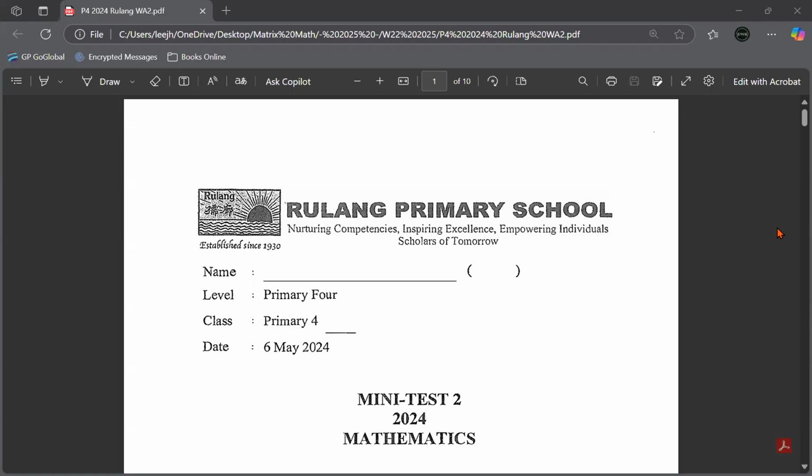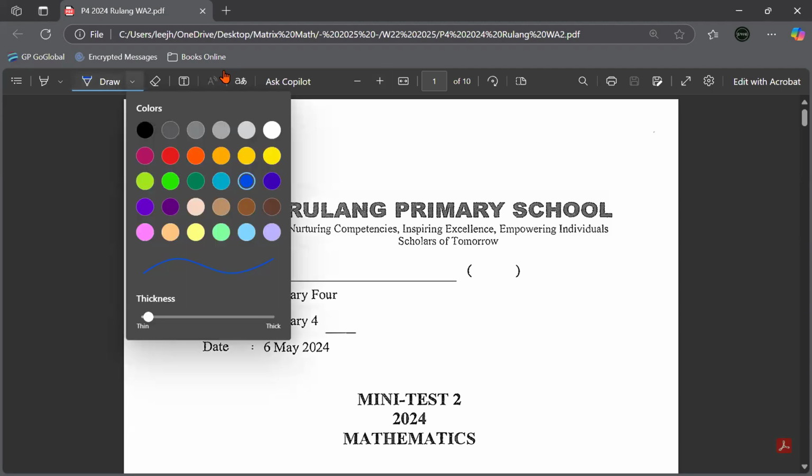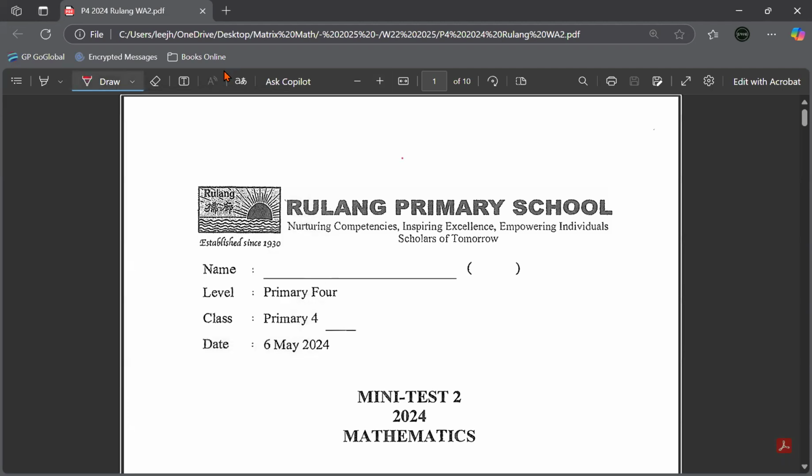P4, Rulang Primary School. Okay, this one is from the Rulang Primary School. I think this is weighted assessment 2, because it says mini test through here. But it's for our P4 week 22 exam paper review. So I just write down P4 week 22, 2025, exam paper review.